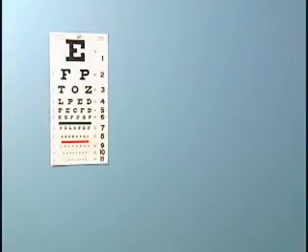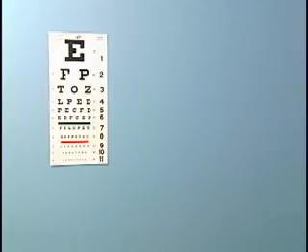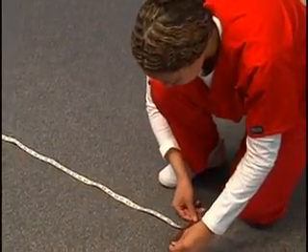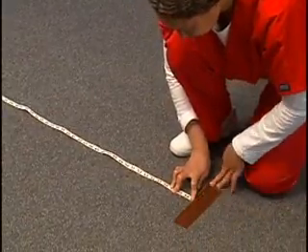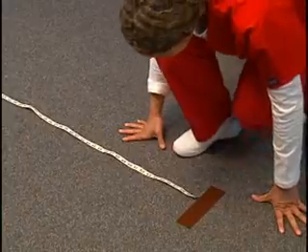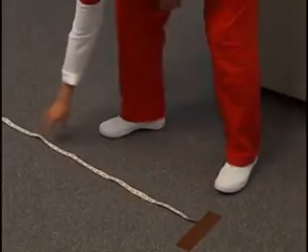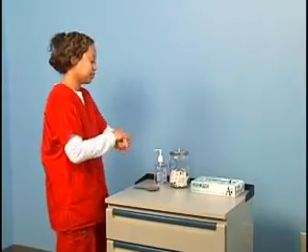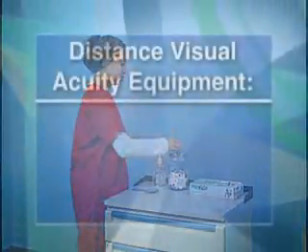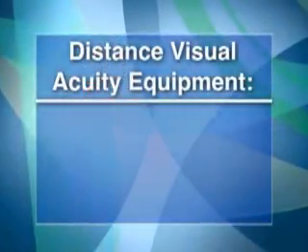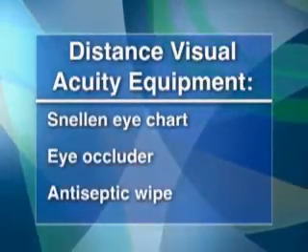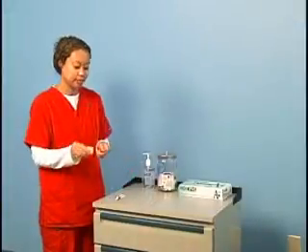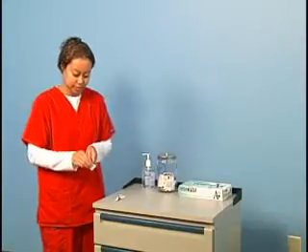Make sure the visual acuity test is performed in a well-lit room that is free of distractions. With a tape measure, measure off 20 feet from the chart. Mark this spot on the floor with paint or a piece of tape so you don't have to remeasure it each time. Sanitize your hands. Assemble your equipment. You will need a Snellen eye chart, an eye occluder, and an antiseptic wipe. Clean the eye occluder with an antiseptic wipe to disinfect it.